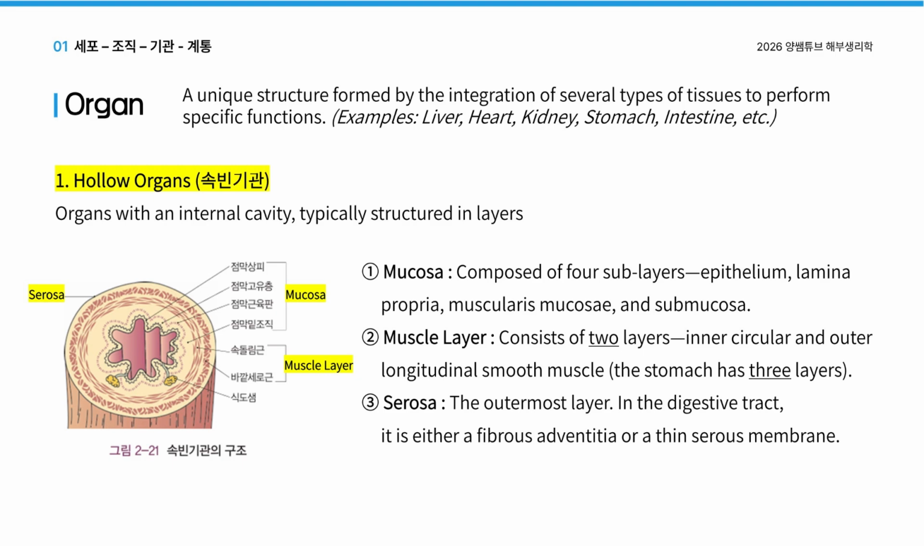Next is the engine of the organ. In most cases, it has 2 layers, an inner circular and an outer longitudinal smooth muscle layer. This structure allows the organ to contract and move contents along. Quick tip: remember that the stomach is an exception. It actually has 3 layers for extra mixing power. Finally, we have the outermost layer. Depending on the location, it's either a fibrous adventitia or a thin serous membrane that protects and anchors the organ in place.